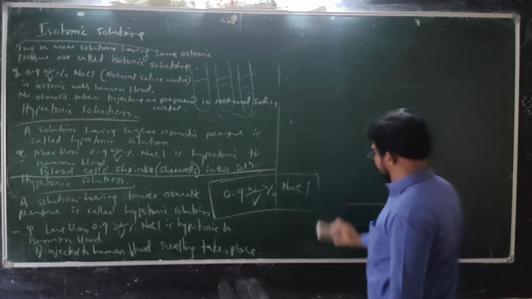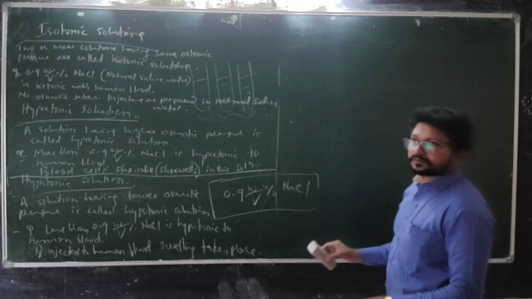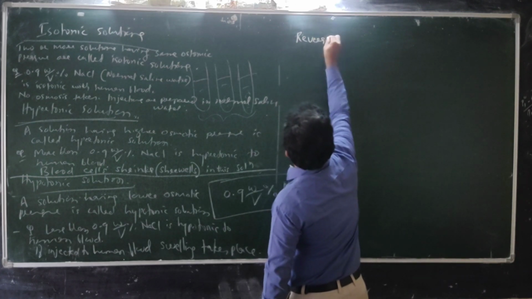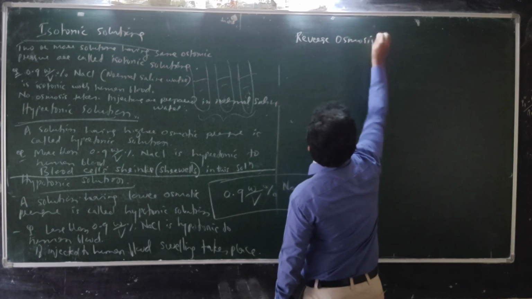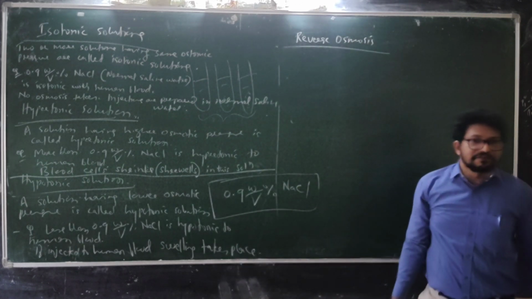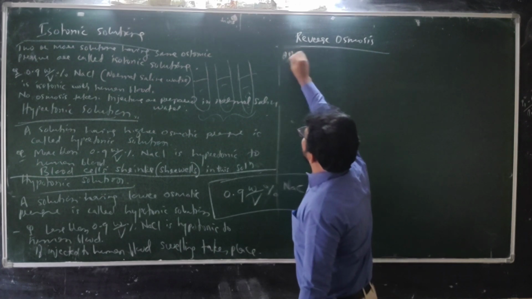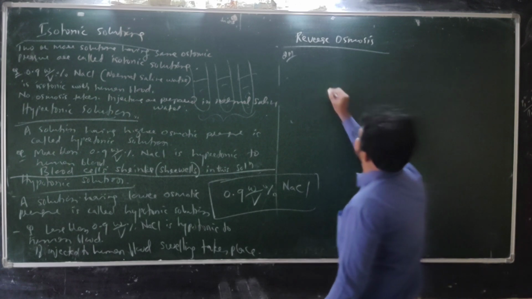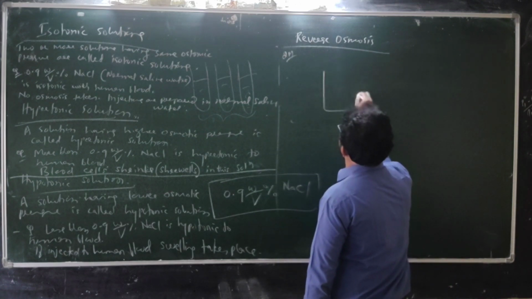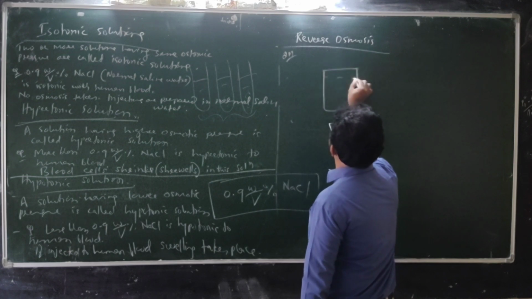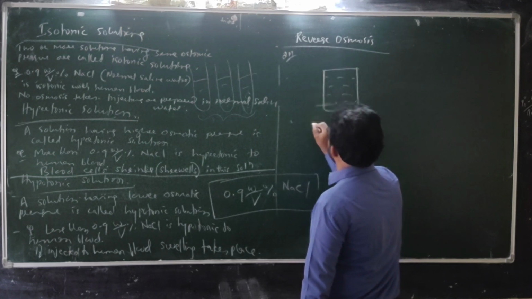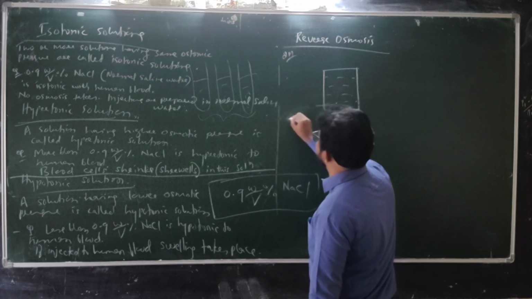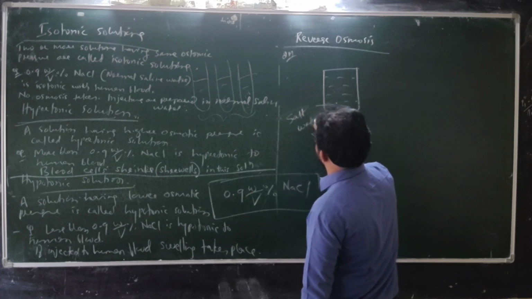The last part. Reverse osmosis. A very simple phenomenon. A 2-mark question. What is reverse osmosis? What is the application? Like that, they will ask. So simply watch one more diagram. You will understand by this diagram very easily. See, this is fresh water. Now, this is salt water, saline water.